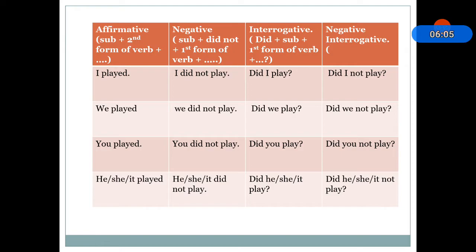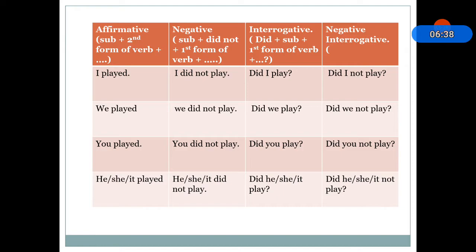Then for the third person as a subject, he, she, it played. For example, he played, she played, or it played. For negative, he did not play, she did not play, it did not play. For interrogative, did he play? Did she play? Did it play? And for negative interrogative, did he not play? Did she not play? Did it not play?